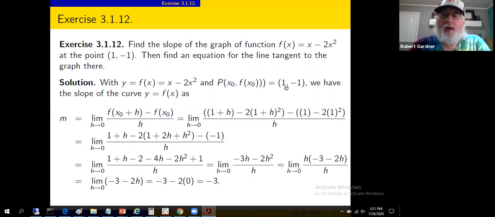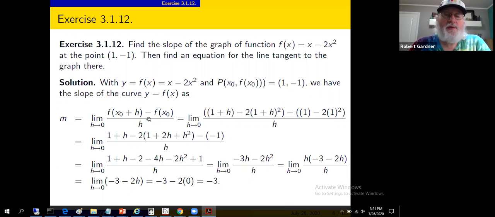x0 is 1. So we'll replace the x with a 1 plus h here: 1 plus h minus 2 times (1 plus h) squared, because the function is x minus 2x squared. Wherever you see an x, put a 1 plus h. Now, wherever you see an x, put an x0 to get this part. Oh yeah, x0 was 1. So we'll put a 1 there and there. We get 1 minus 2 times 1 squared.